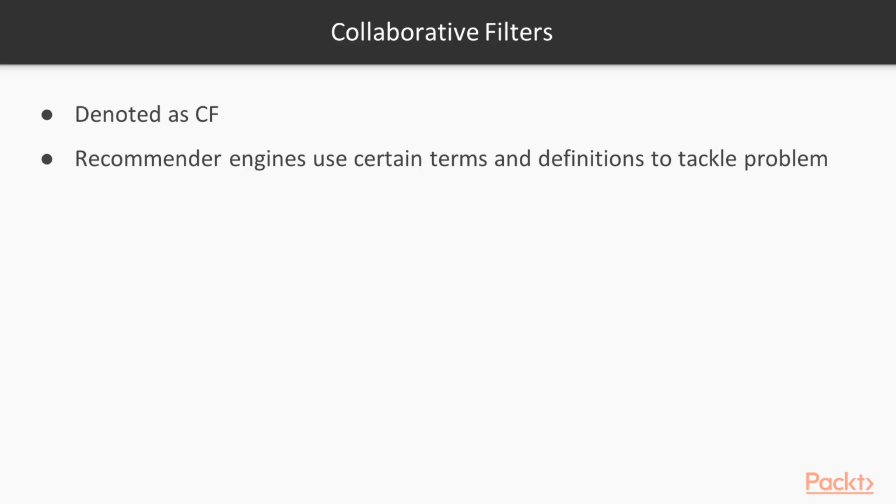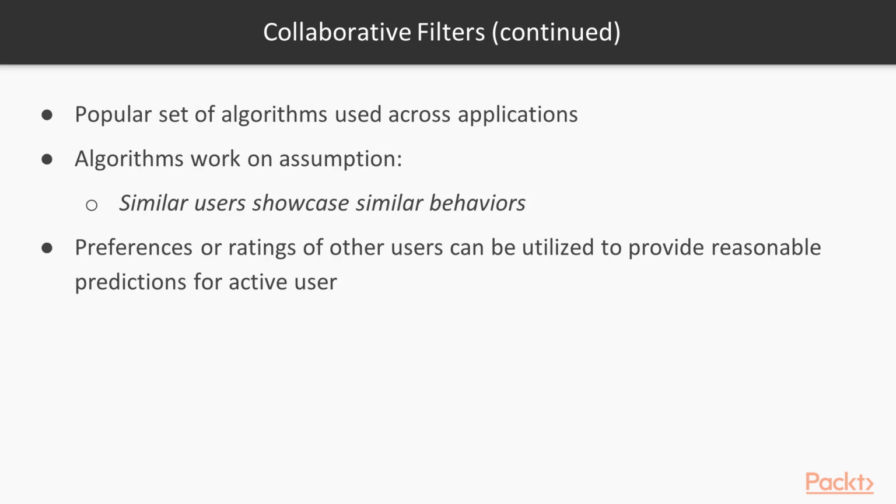That will be denoted as CF henceforth, and recommender engines in general use certain terms and definitions to formally define and tackle the problem. Collaborative filters are a popular set of algorithms heavily used across applications. These algorithms work on a simple assumption that similar users showcase similar behaviors. The algorithm assumes that the preferences or ratings of the other users in the system can be utilized to provide reasonable predictions for the active user.